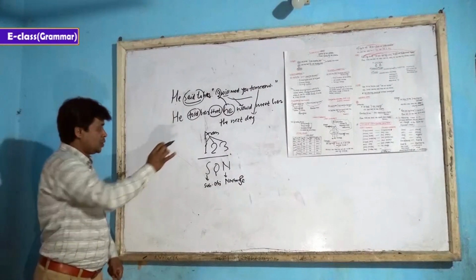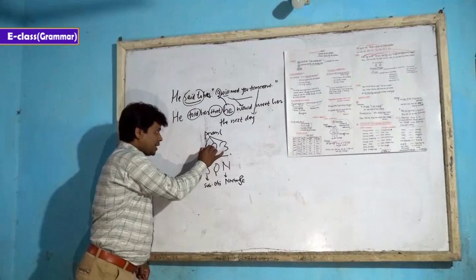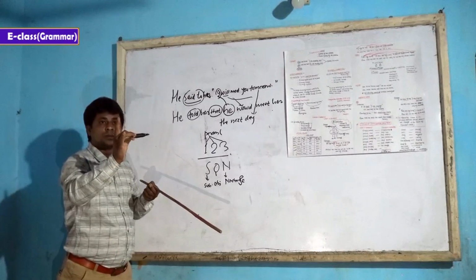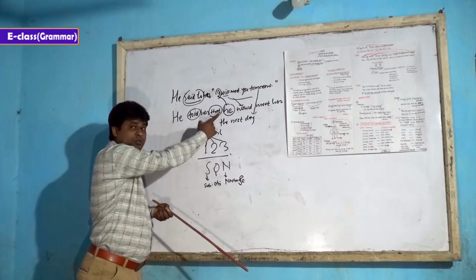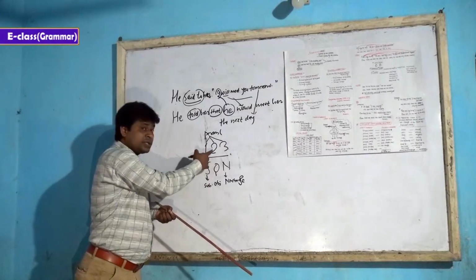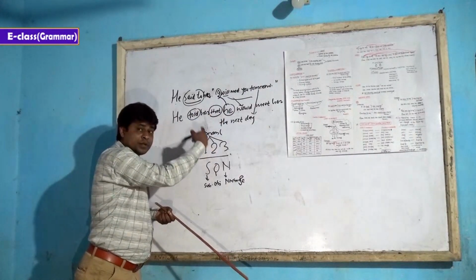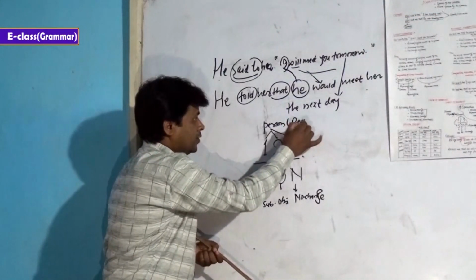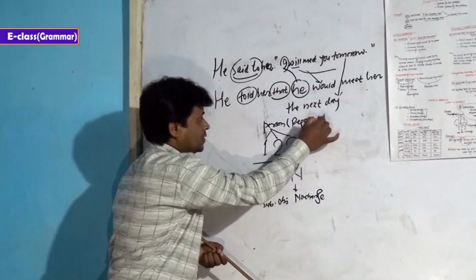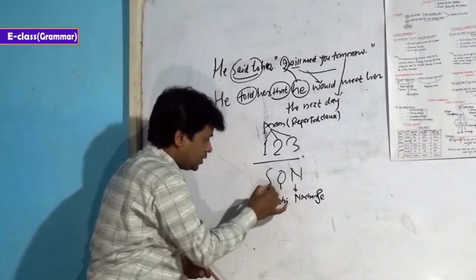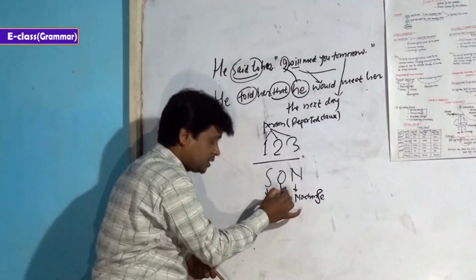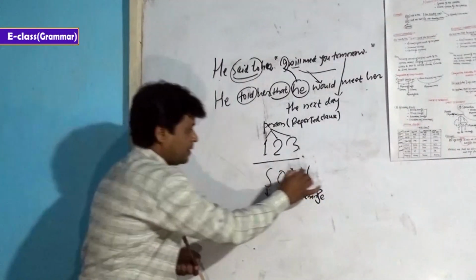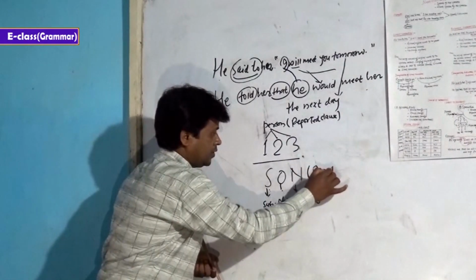My dear students, persons first, second and third are concerned with the reported clause. First person of reported clause. This is how we should understand. Second person of reported clause. Third person of reported clause. Whereas subject, object, and no change are concerned with the reporting clause.